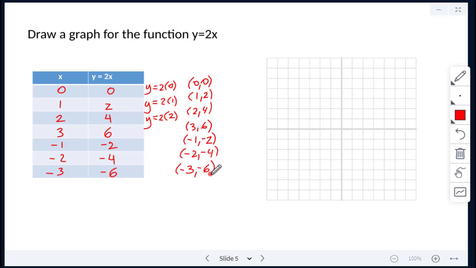All right, so once you have your points, you can just go through them and plot them. For example, our first one would be 0, 0, right there. And then 1, 2: over 1, up 2 would go right there. Next we have 2, 4: over 2, up 4, 1, 2, 3, 4, right here. And then 3, 6: over 3, 1, 2, 3, up 6, 1, 2, 3, 4, 5, 6, right here.